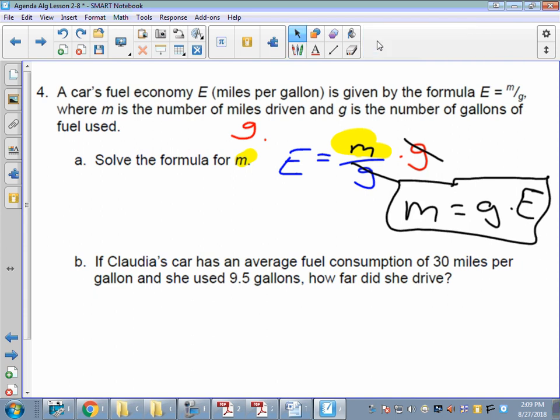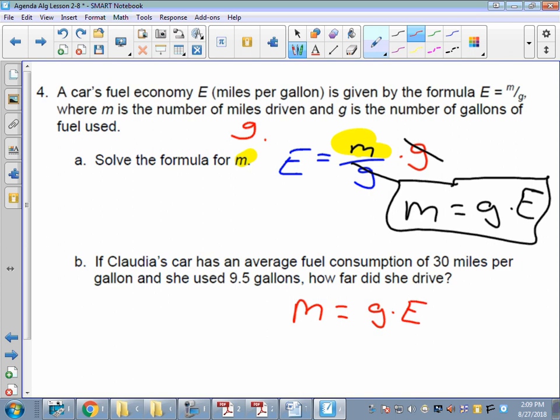All right. Now, part B. So part A was just solving the formula for m. Part B, now we're actually going to use that newer formula that we just got to solve a problem. So it says if Claudia's car has an average fuel consumption of 30 miles per gallon and she used 9.5 gallons, how far did she drive? So we're going to take a look at this stuff. I'm going to use that formula, m equals g times E.